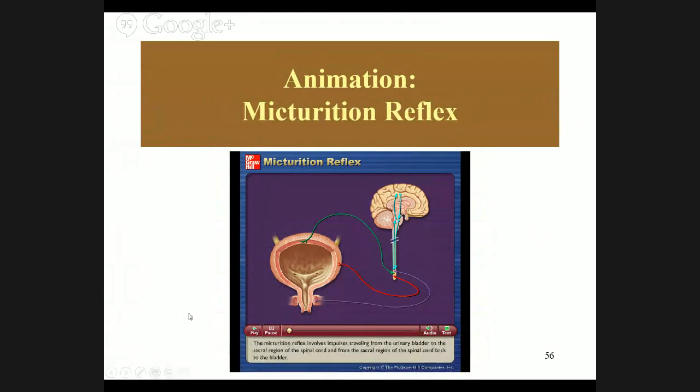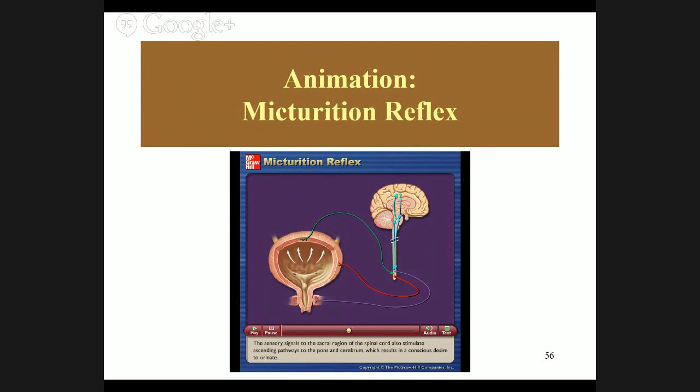The micturition reflex involves impulses traveling from the urinary bladder to the sacral region of the spinal cord, and from the sacral region of the spinal cord back to the bladder. It is coordinated by neurons in the spinal cord and can be influenced by signals from the brain. When the urinary bladder becomes stretched, there is an increase in the frequency of action potentials carried from the bladder wall to the sacral region of the spinal cord. In response, parasympathetic neurons from the spinal cord to the bladder are activated, and this causes the smooth muscle on the bladder wall to contract.